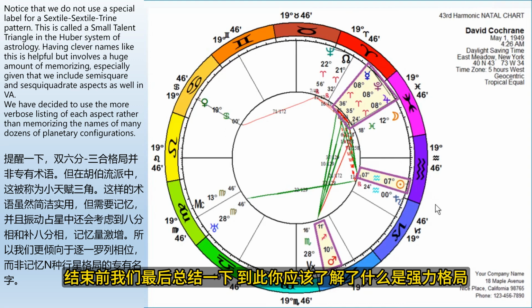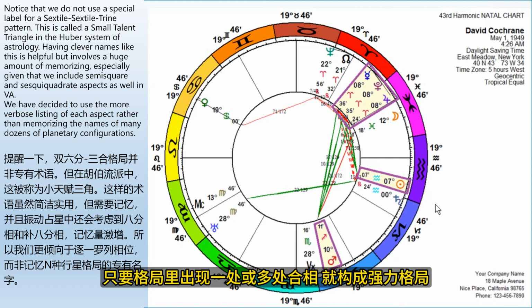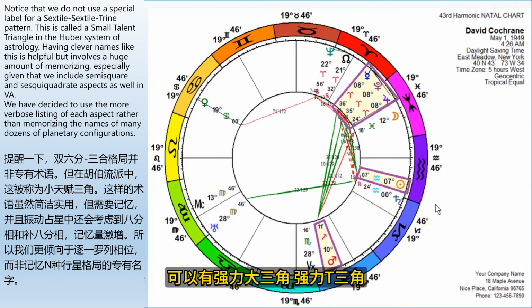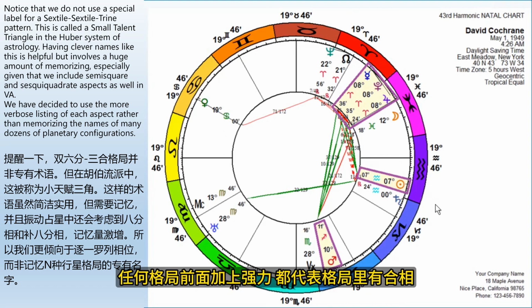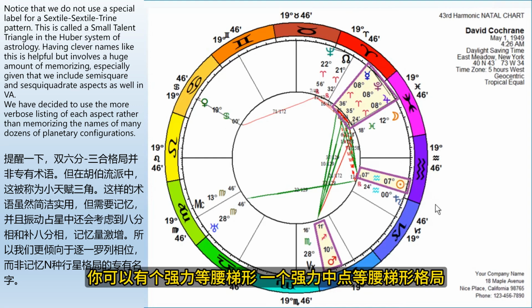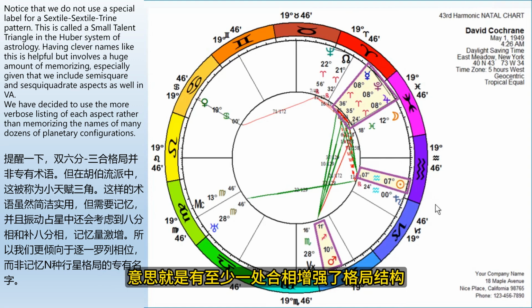So what we've covered here, to summarize before we end, is you now know what a power configuration is. A power configuration occurs whenever there's one or more conjunctions. You can have a power grand trine, power T-square. Power, almost anything, means a conjunction has gotten into it. You can have a power isotrap, a power midpoint isotrap. It means that one or more conjunctions have added to the configuration.